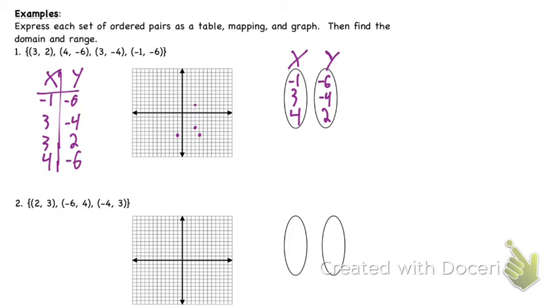So, who can tell me what arrow or arrows come from -1? Where does it go? Emily? -1 goes to -6. Okay. Want to keep going, Emily? 3 goes to -4. 4 goes to -6.